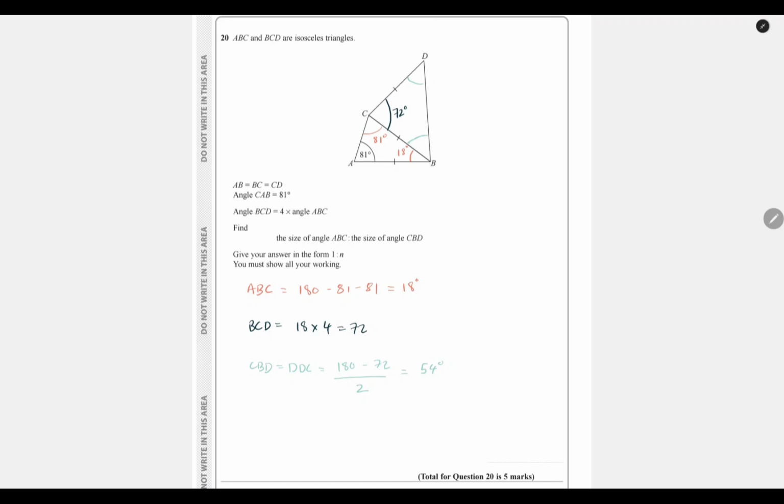So we have the ratio of ABC to CBD. We know that ABC is 18 degrees, and we know that CBD we've just worked out as 54. Now we need to give our answer in the form 1 to n, where n is an integer. So we're going to divide both sides by 18. And so 18 divided by 18 is 1, and 54 divided by 18 is 3. So our answer is 1 to 3.